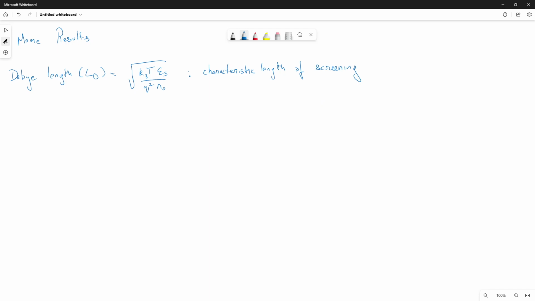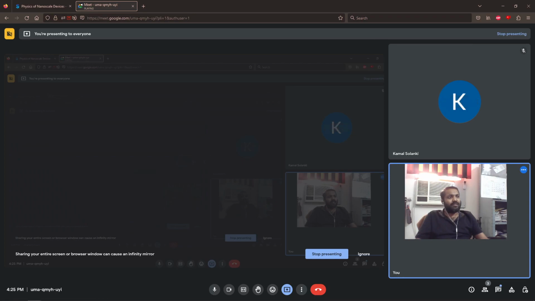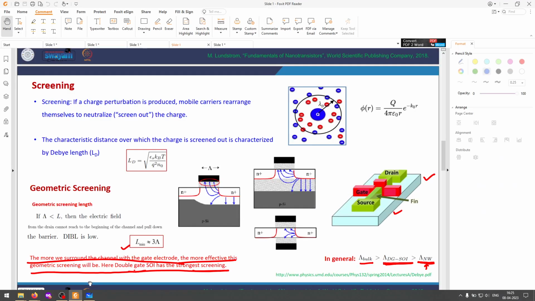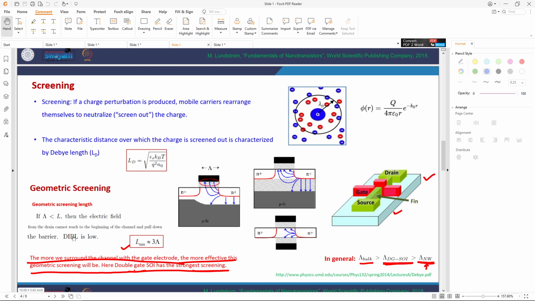Now, what does that mean? Let us see. One of the parameters that we discussed is DIBL, that is drain induced barrier lowering. When does that happen? That essentially happens when the applied drain voltage goes and affects the gate voltage. Right?